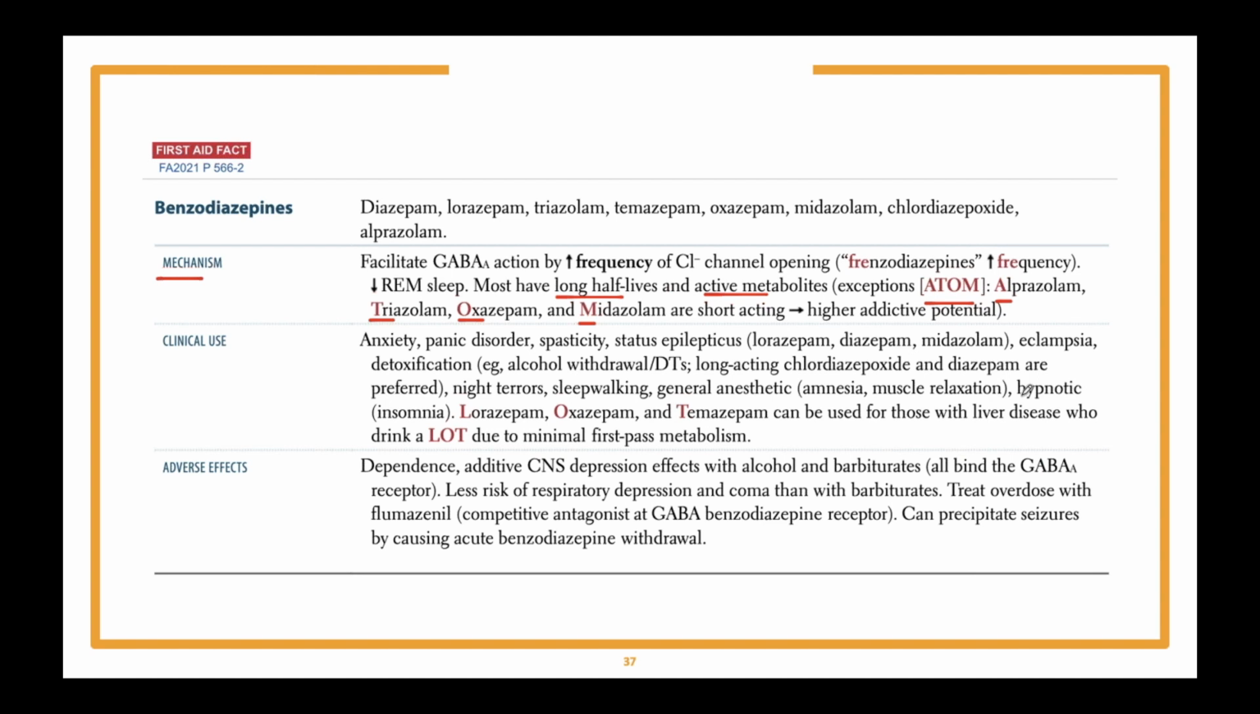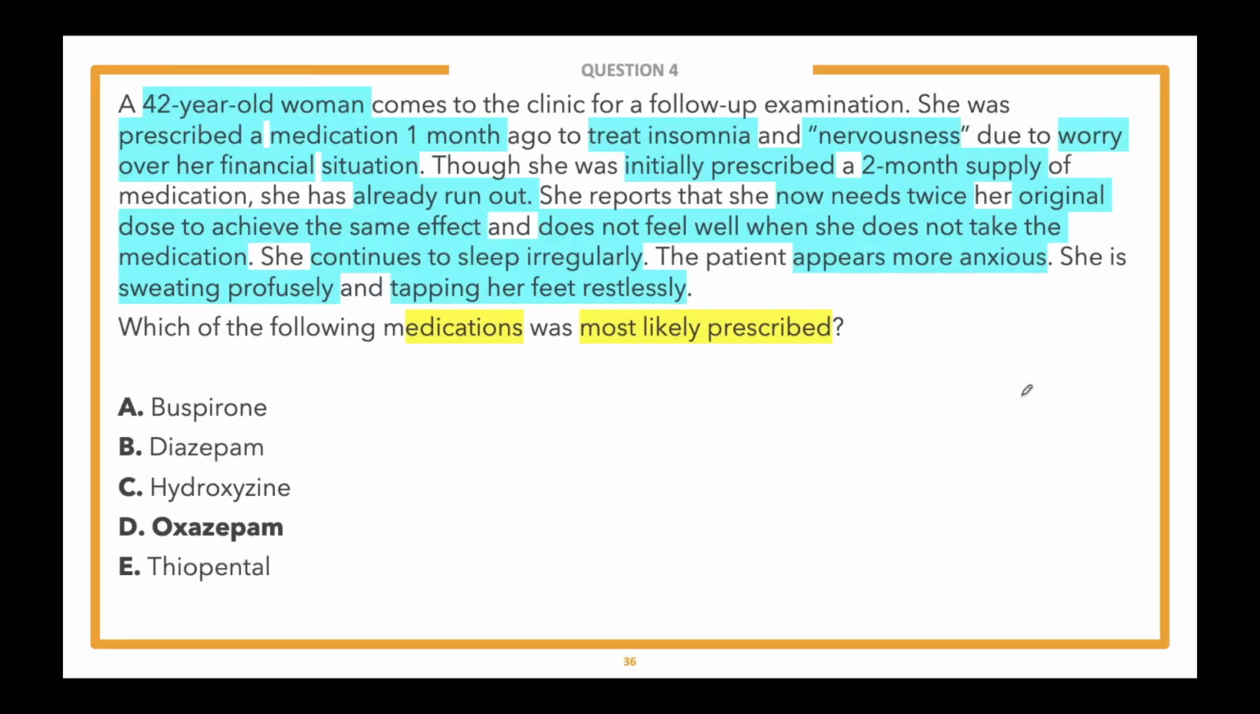So let's take a look back at our vignette and questions again. Let's take a look at the other answer choices, why those were not as good. Thiopental, answer choice E, that is a barbiturate. That's used more for induction and an adjunct for anesthesia, okay? Not really used for anxiety and not really used in the outpatient setting either. Hydroxyzine, this is an antihistamine used more so for treating pruritus, okay? It can be used a little bit for calming anxiety, but not too much. So not a great answer choice there.